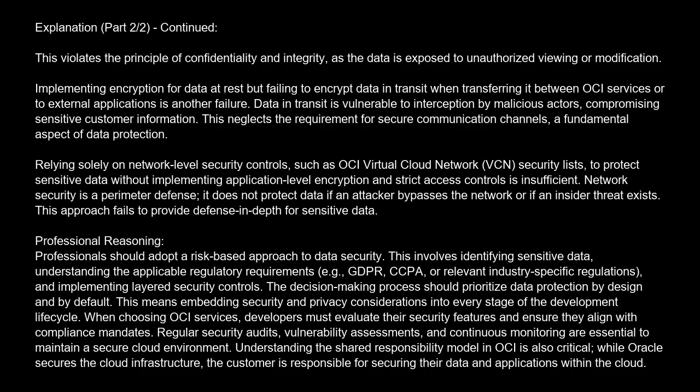Professional reasoning. Professionals should adopt a risk-based approach to data security. This involves identifying sensitive data, understanding the applicable regulatory requirements, e.g., GDPR, CCPA, or relevant industry-specific regulations, and implementing layered security controls. The decision-making process should prioritize data protection by design and by default. This means embedding security and privacy considerations into every stage of the development lifecycle.